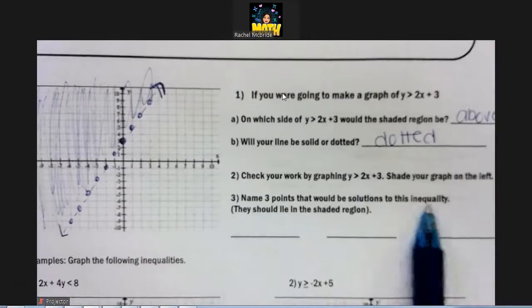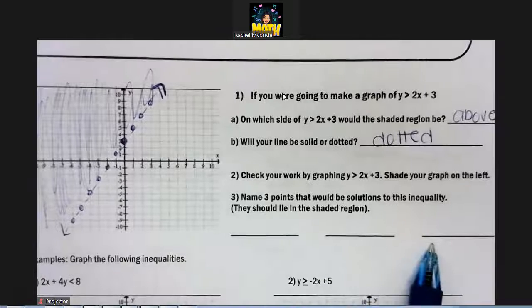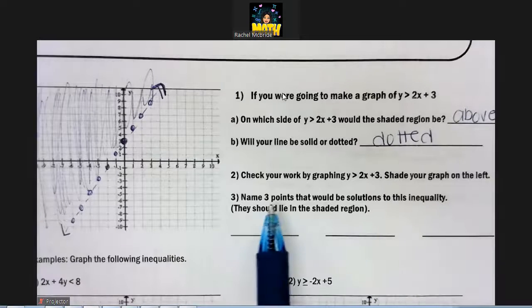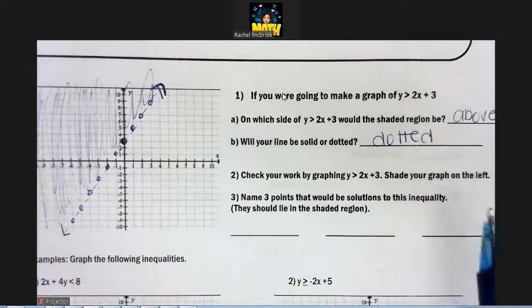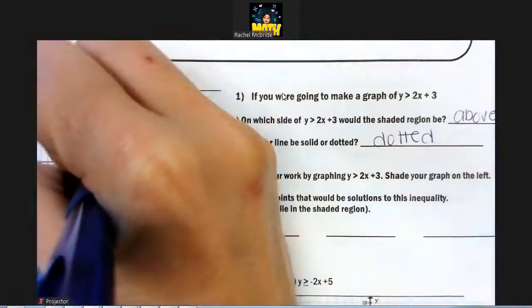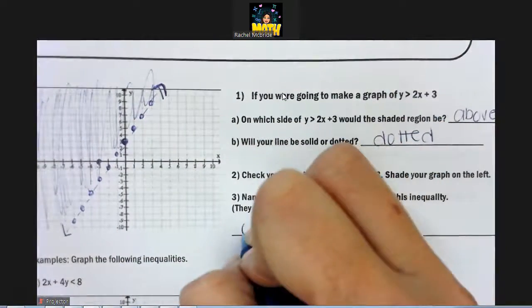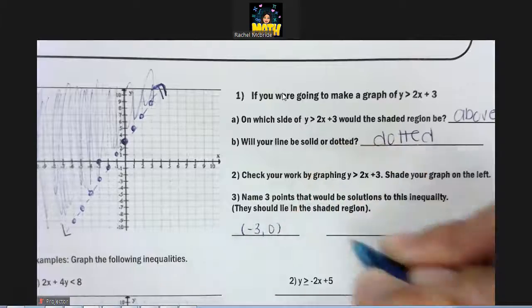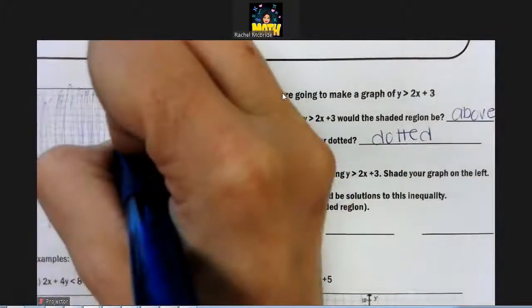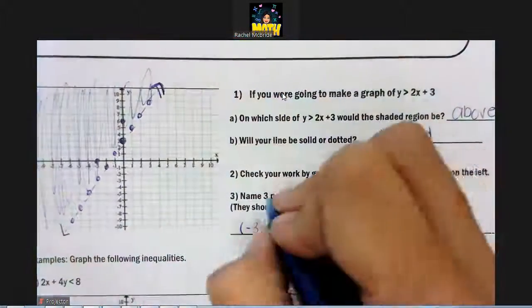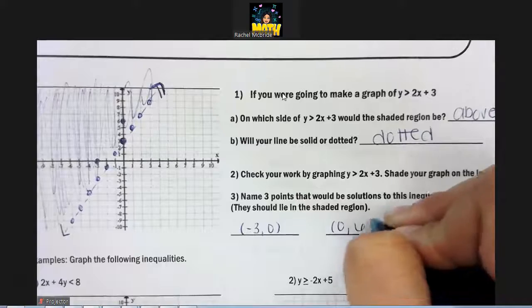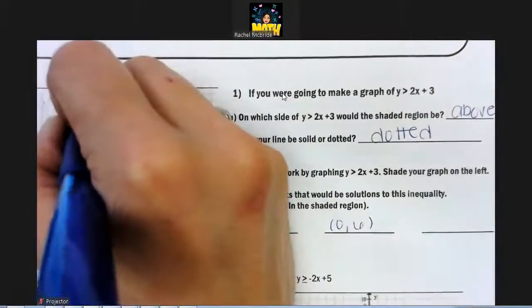And then it says name points that would be solutions. So you have to pick points in the shaded region, but not on the line. So maybe -3, 0, 0, 6, and maybe -5, 5.